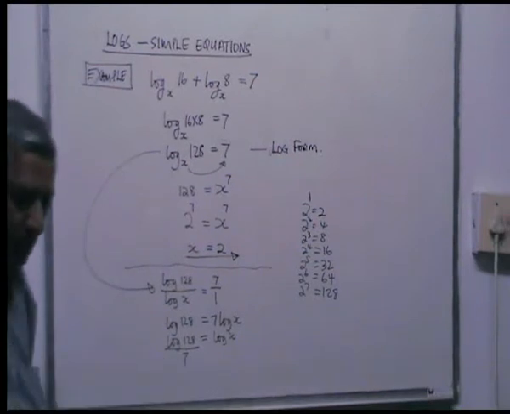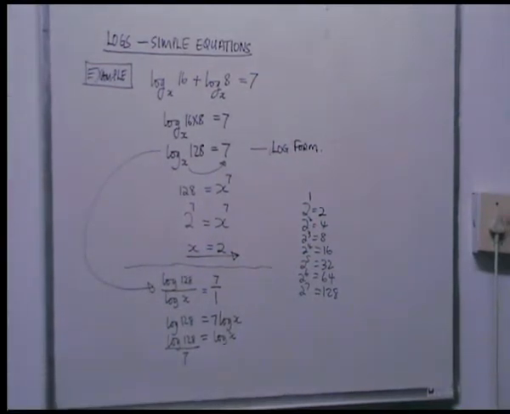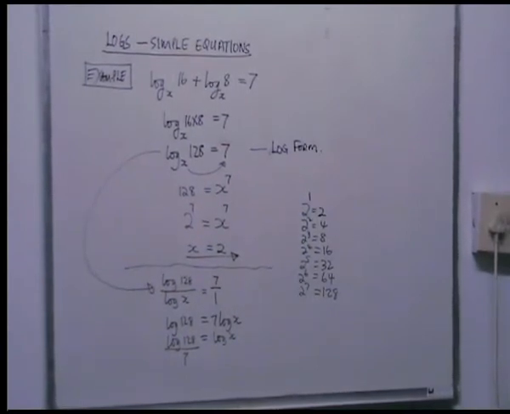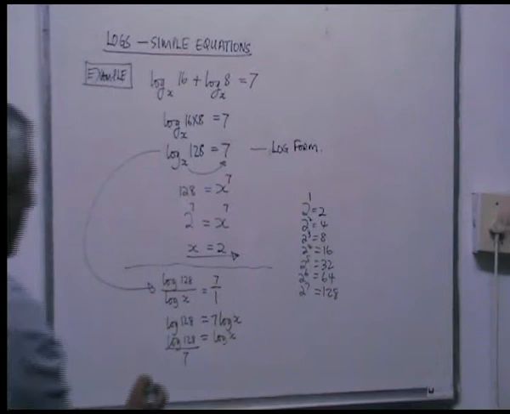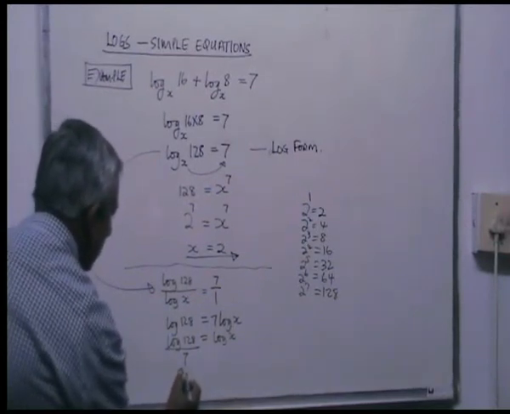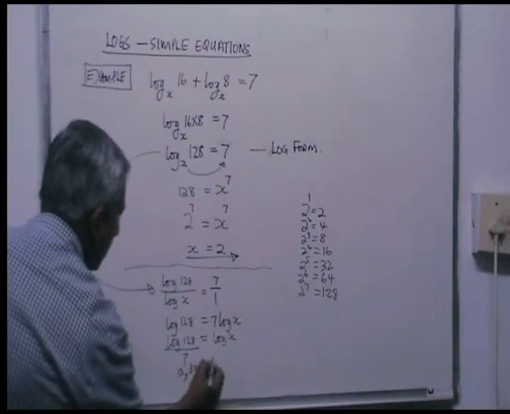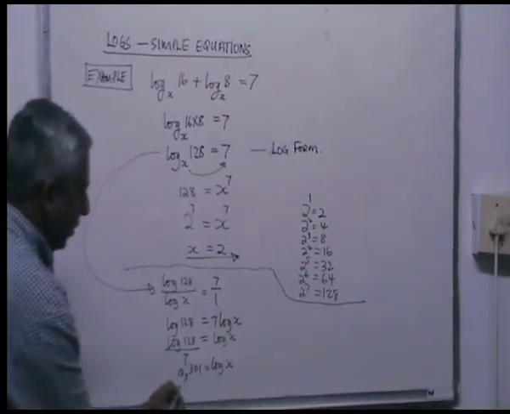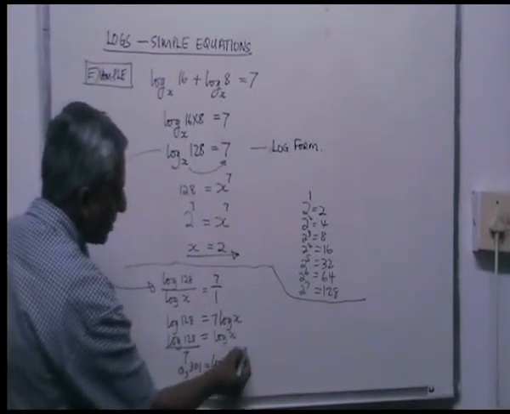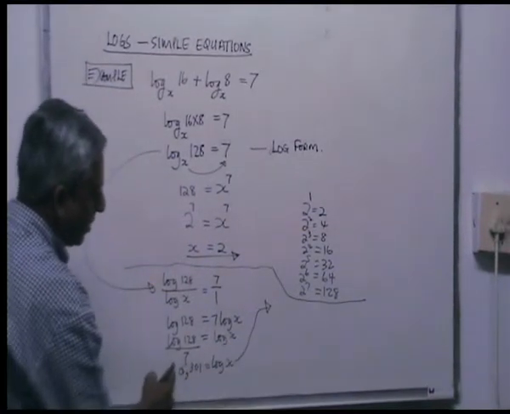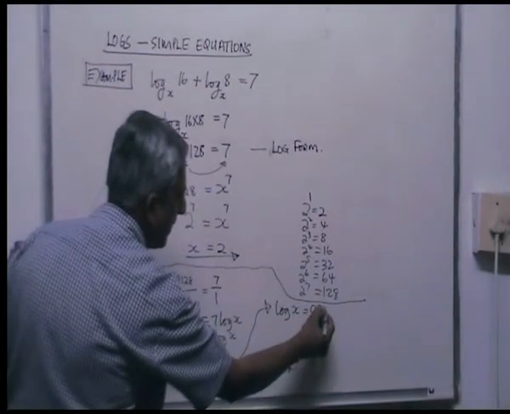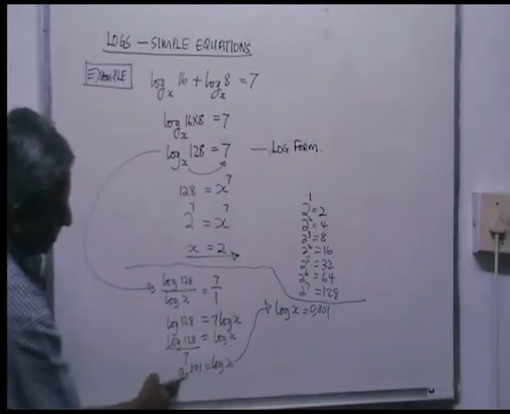And I'll put this in the calculator. You take log of 128 divided by 7, and you get 0,301. You get 0,301 is equal to the log of x. Right? Okay, so now I'm going to take this across over here. So you got log of x is equal to 0,301. That's what you got here. You got log of x is equal to 0,301.